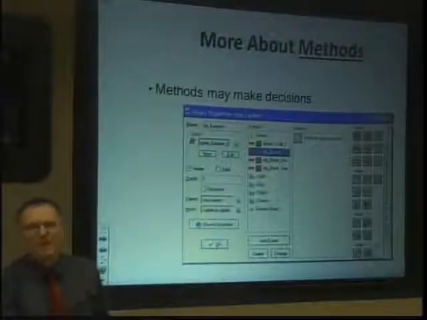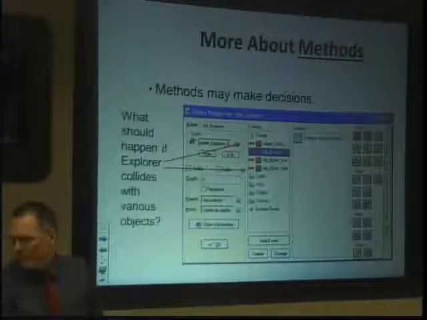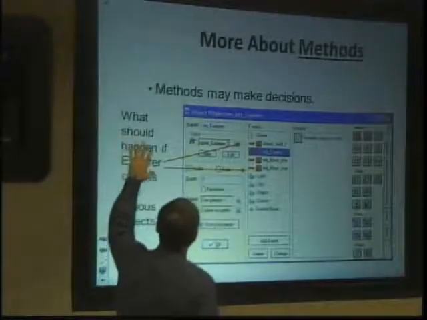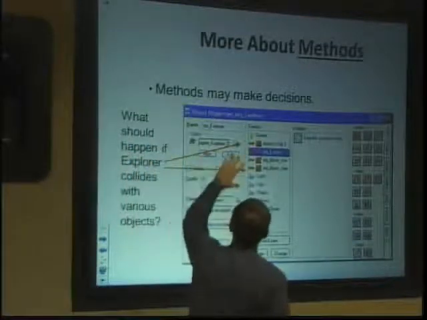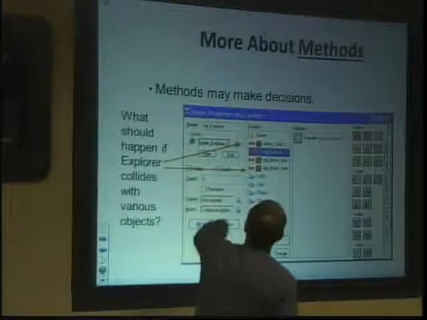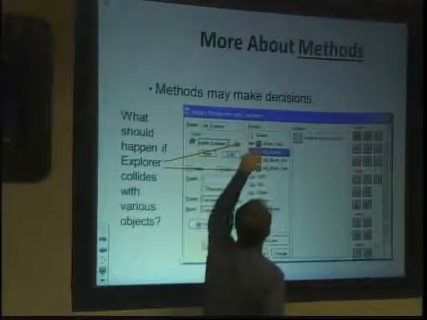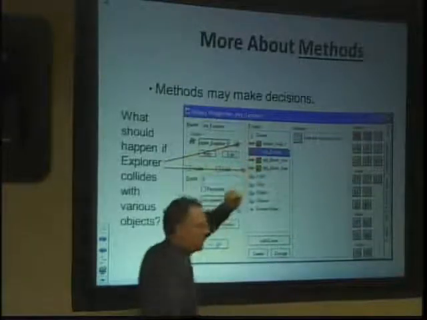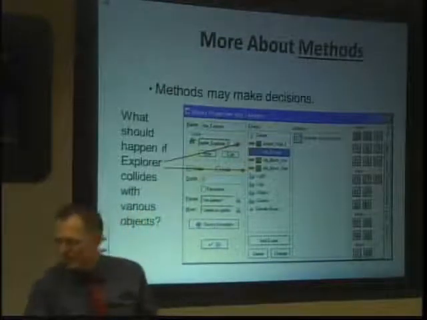Methods may also make decisions for an object. In this case, we've got the question asked, what should happen if Object Explorer collides with various other objects? So here we have the Explorer, and here are events. There's a collision with wall 1, enemy, horizontal block, or vertical block. The game has to make decisions if any of those collisions takes place.